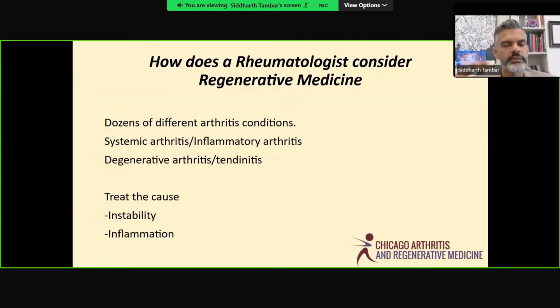So as a rheumatologist, how do we think about regenerative medicine? All right, there are dozens of different types of arthritic conditions. Inflammatory arthritis is a type of arthritis where there's dramatic inflammation, and that's systemic, meaning the total body is affected. On the other hand, you have degenerative arthritis and tendinitis, which is more about instability, which tends to be more of a local condition. The key in either case is that you want to treat the cause, which is either instability in wear and tear arthritis or inflammation in inflammatory arthritis.